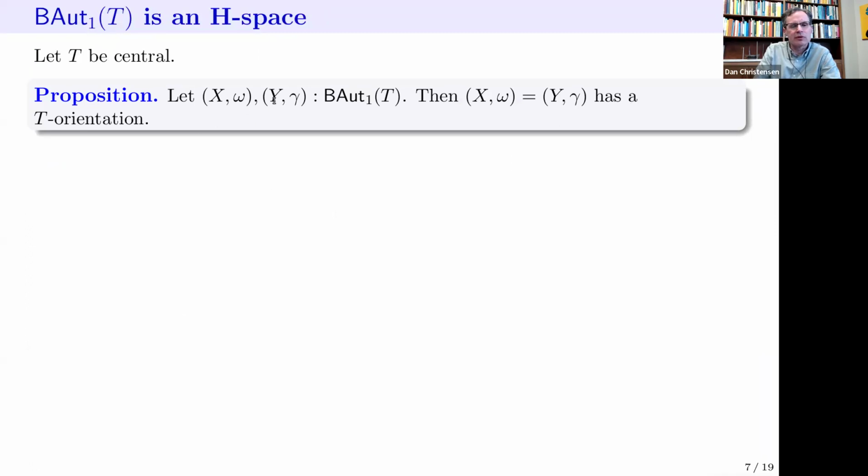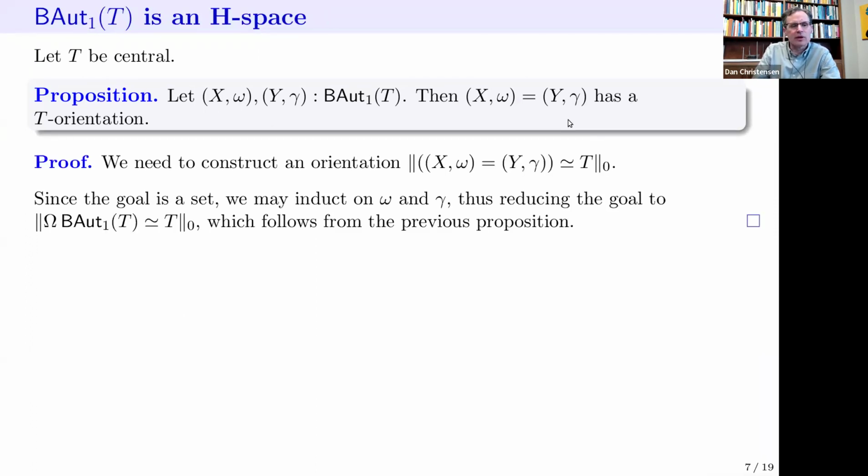So suppose I have two types X and Y that are T-oriented. So omega and gamma are these truncated equivalences to T. Then the type of paths between them inside B-1 of T, that type itself is T-oriented. So in other words, I need to construct a set truncated equivalence from the path type to T. But since my goal is a set, I can remove the set truncations on the equivalences I have between X and T and Y and T.